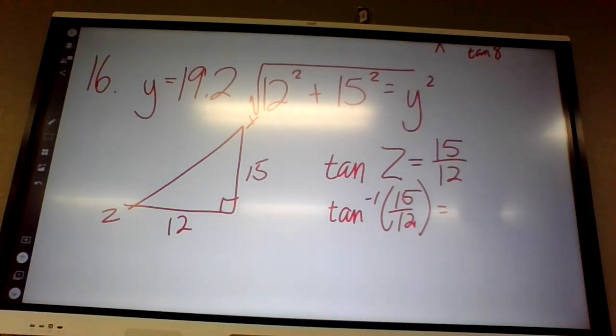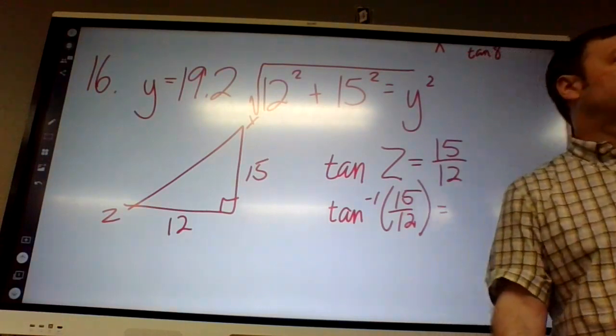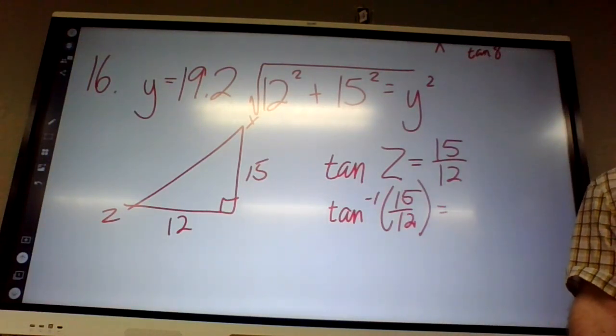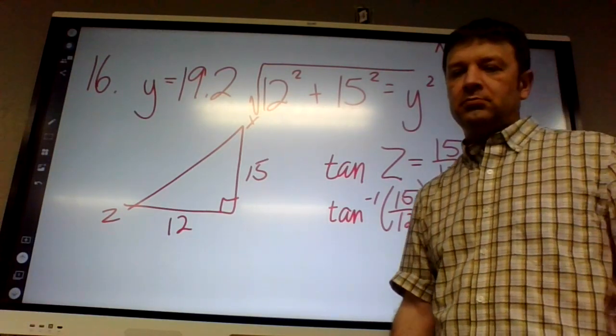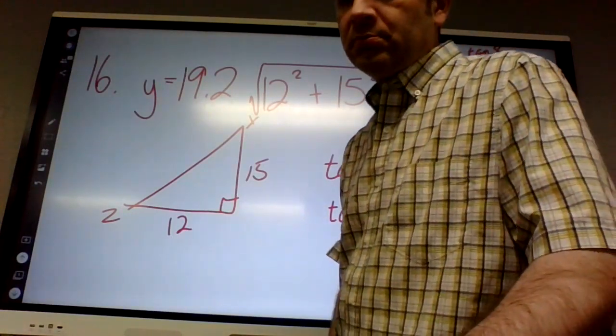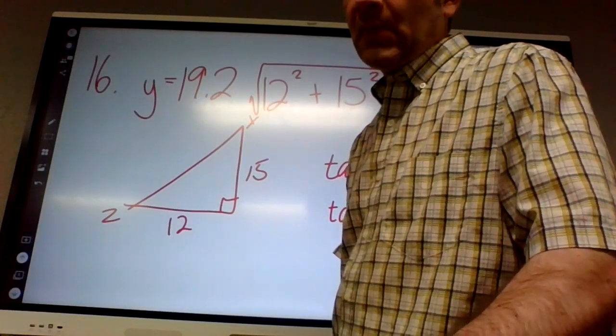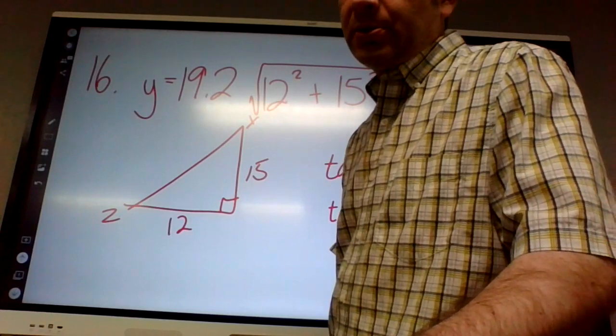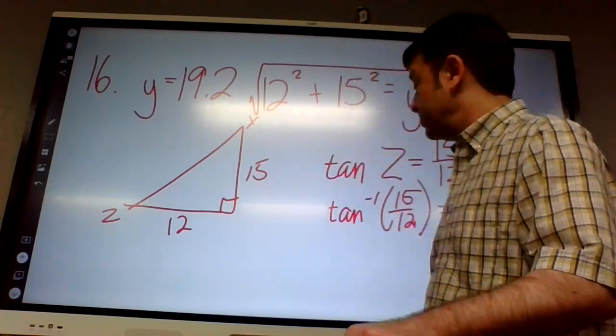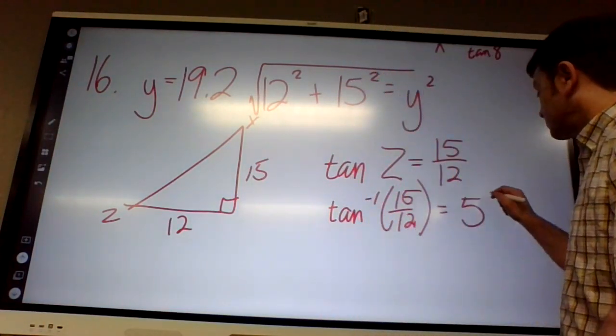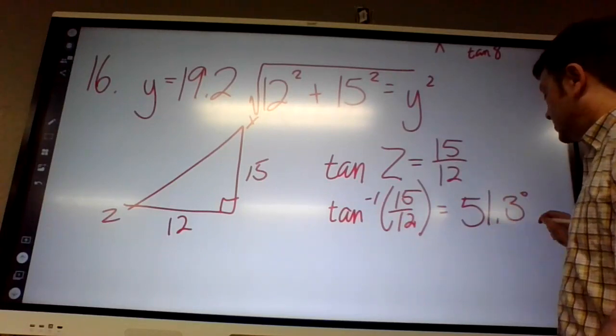The tangent inverse button is kind of hidden. What do we get? 51.3 degrees. So that's one of the answers.